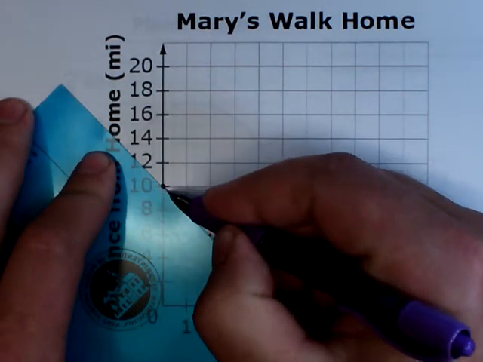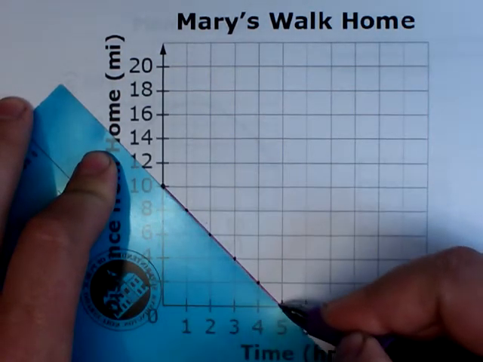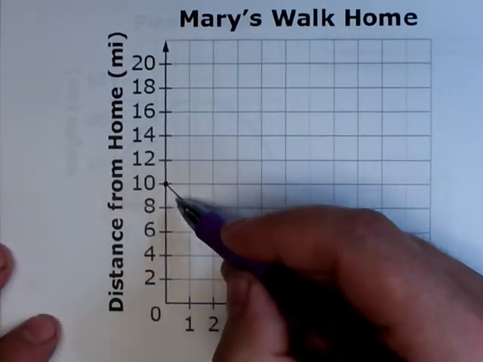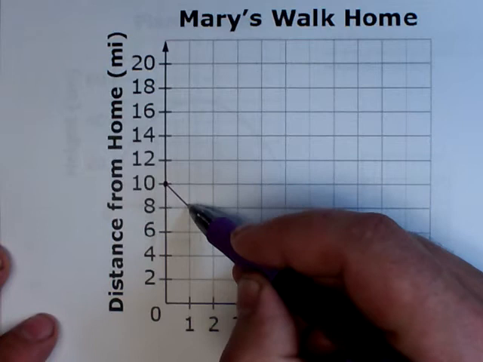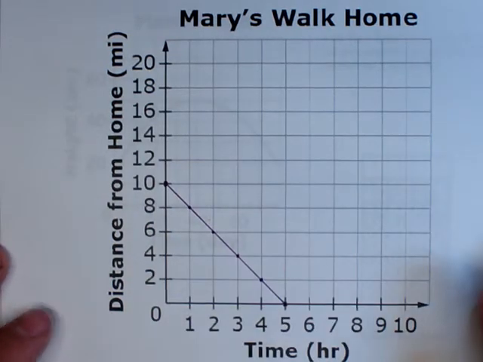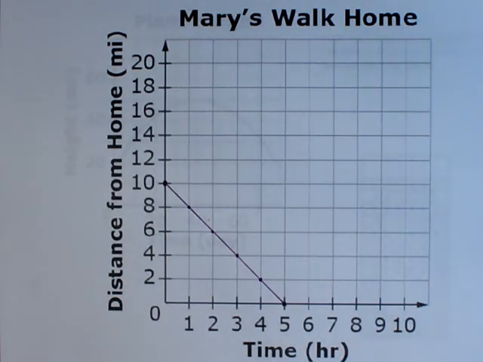For instance, after half an hour, she was 9 miles from home, right? And in between, she was somewhere, right? She was walking step by step. So this graph needs to be a continuous graph. You can't just put the points on there.